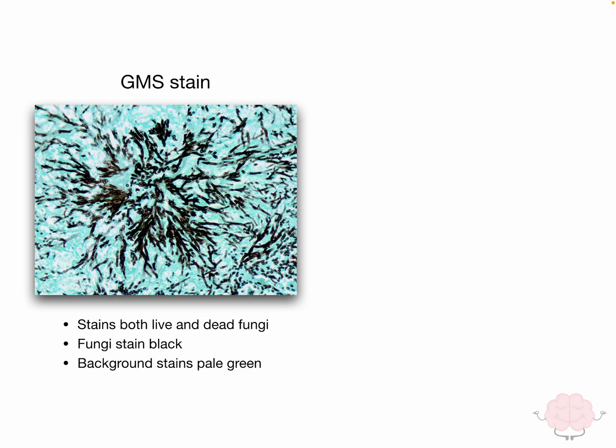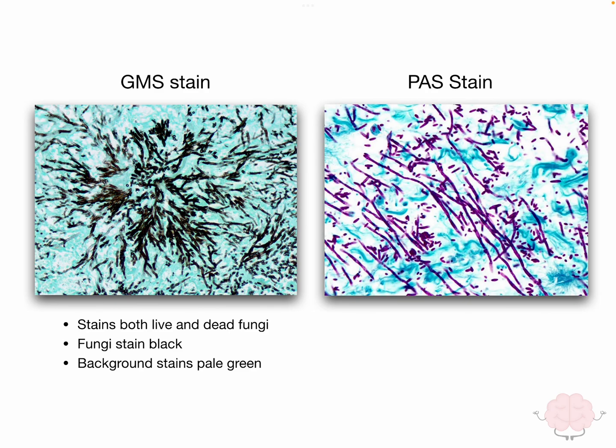green. An important note here is that it stains both live and dead fungi, which is in contrast to the PAS stain, or the periodic acid Schiff stain, which stains only live fungi. The PAS stain stains the fungi magenta or deep pink, while the nuclei stain blue.